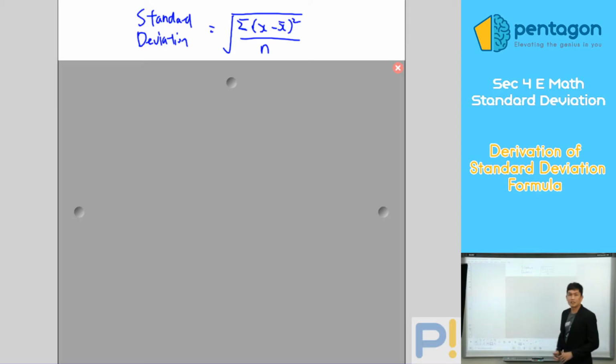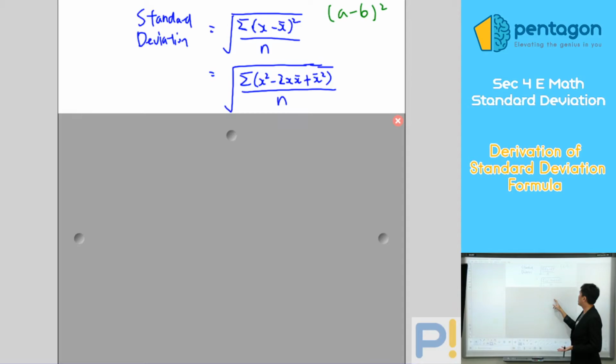Starting from here, if you look inside, right, the square root sign, we have something that looks like this, a minus b squared. We can expand that. Yes, that will give you a squared minus 2ab plus b squared. And that is exactly what we get, expanding it out. All right? You have x squared minus 2x, x bar, plus x bar squared.